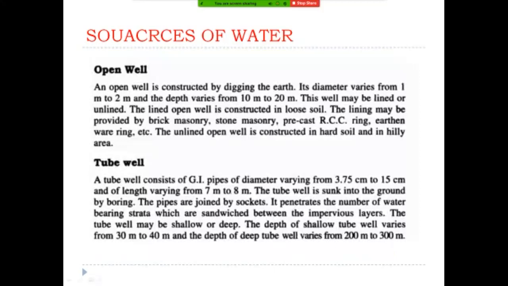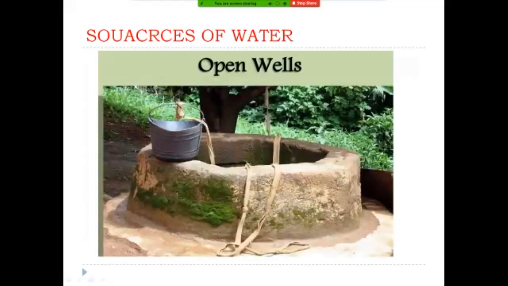This well may be lined or unlined. The lined open well is constructed in loose soil. The lining may be provided with brick masonry, stone masonry, precast RCC ring, or earthenware ring. And the unlined open well is constructed in hard soil and hilly areas. From the construction point of view, the wells are constructed either in hard soil or with bricks, concrete, masonry, two different types of construction procedures. That is open wells.